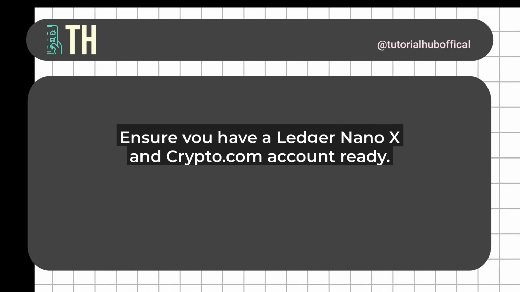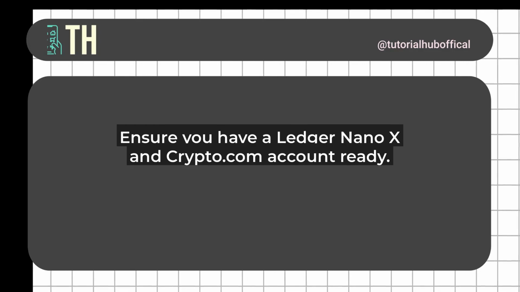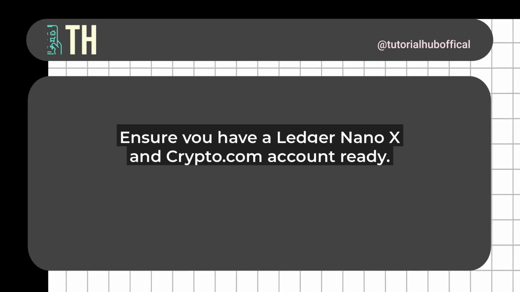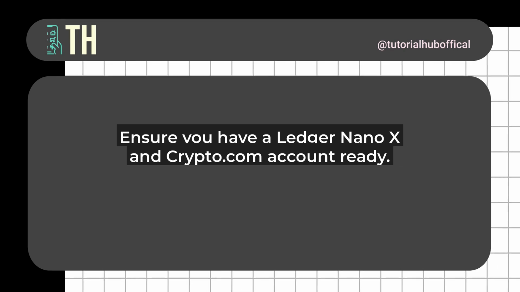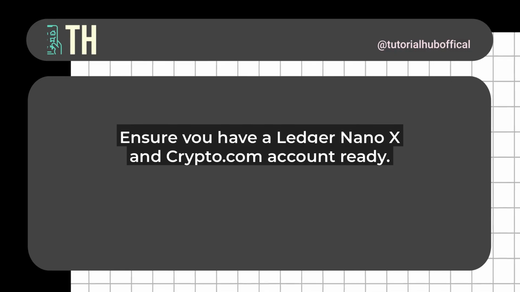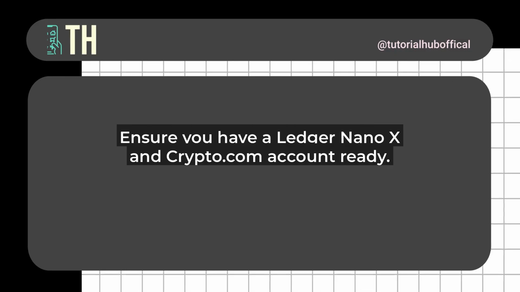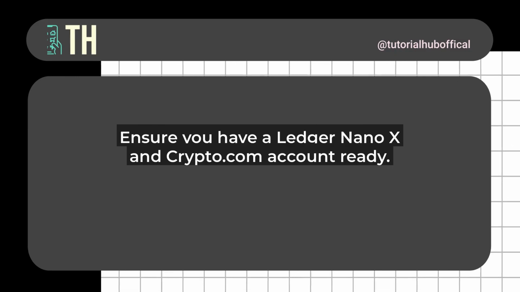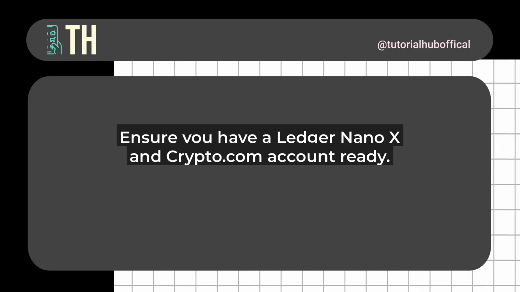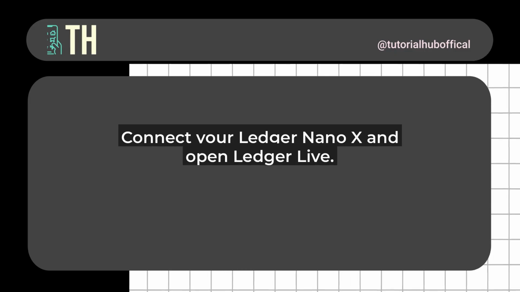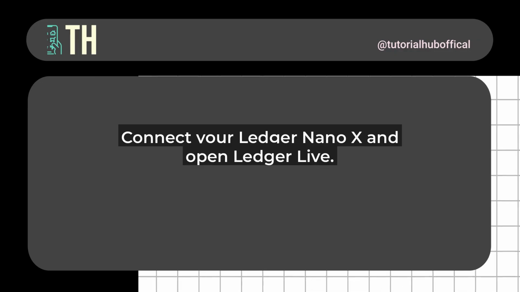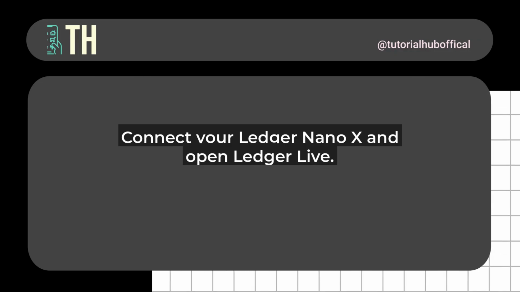First things first, make sure you're all set up. You'll need a Ledger Nano X device with USDC already in your wallet, a computer or mobile device to connect it, and a verified Crypto.com account. Oh, and always double-check that your Ledger is updated to the latest firmware for security reasons. It's 2025, after all, and cyber threats are no joke. Let's dive into the steps.